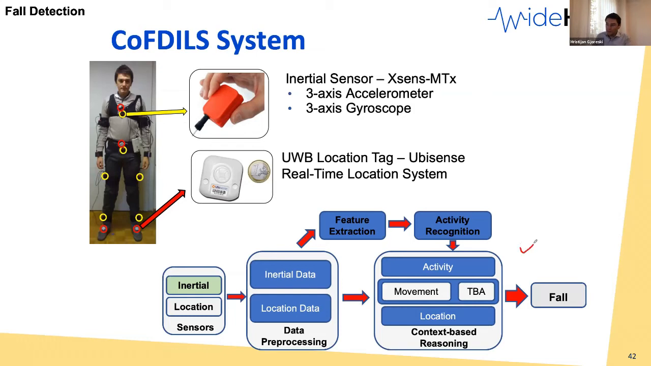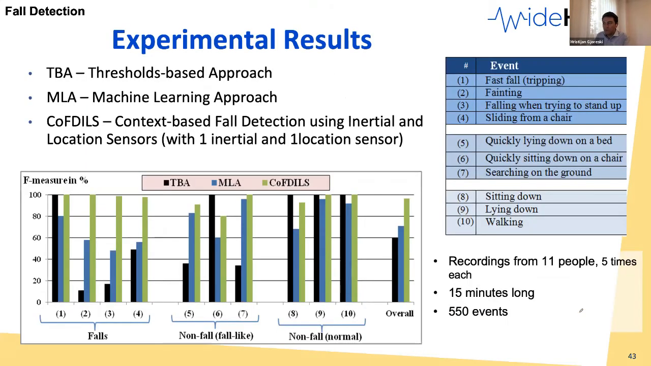And this is one of the architectures that we used. So we had inertial data, the accelerometer, and also location data. So this system here gave us the 3D coordinates of the person. And we have here this activity recognition model. So this is a machine learning model which recognizes the person's activity, and this is input to this context-based reasoning here. So the activity, the location, the movement, threshold-based acceleration, they're all combined and using some intelligent reasoning to detect if the person has fallen or not.